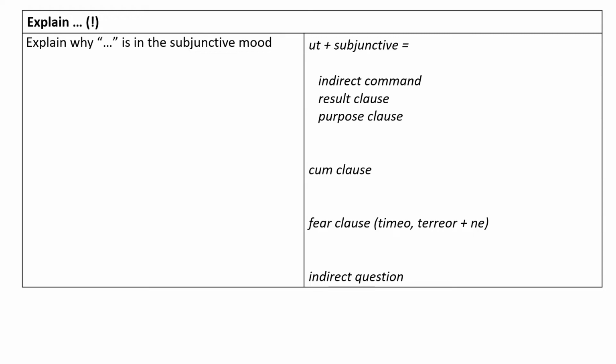They're easy to mix up, but the test for it is, are you translating your ut with a sense of purpose, in order to, or so that they could? For example, the slave girls entered the kitchen in order to prepare dinner, or the slave girls entered the kitchen so that they could prepare dinner. That's a purpose clause. So ut plus subjunctive is one of those three.